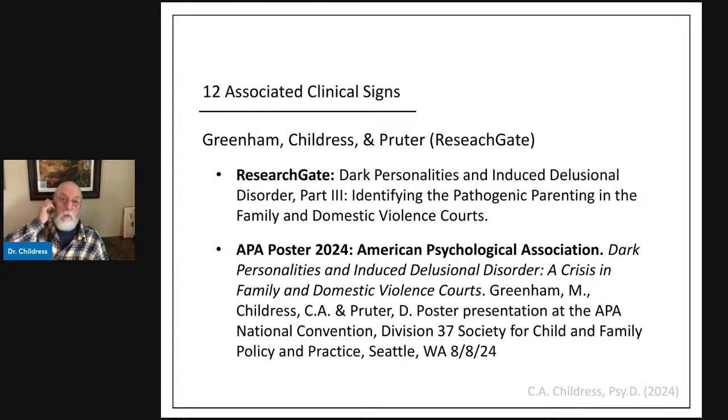Now, speaking of the 12 associated clinical signs, because I like these 12 associated signs, they're not diagnostic, but they help support the overall diagnosis, because here are 12 symptom features that I predicted will be present based on what the pathology is.